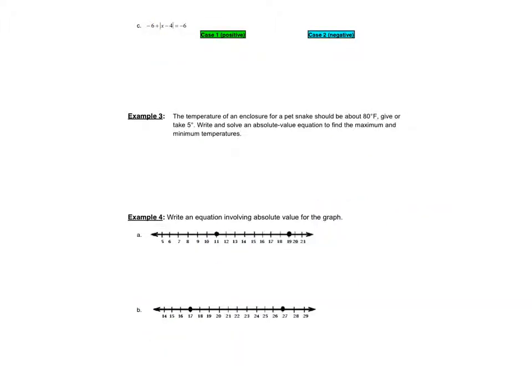Okay, in example 2c, same thing again. I'm going to isolate my absolute value, so I'm going to add 6 to both sides. And I end up with absolute value of x minus 4 is equal to 0. I don't need that plus in front, just representing a positive absolute value.